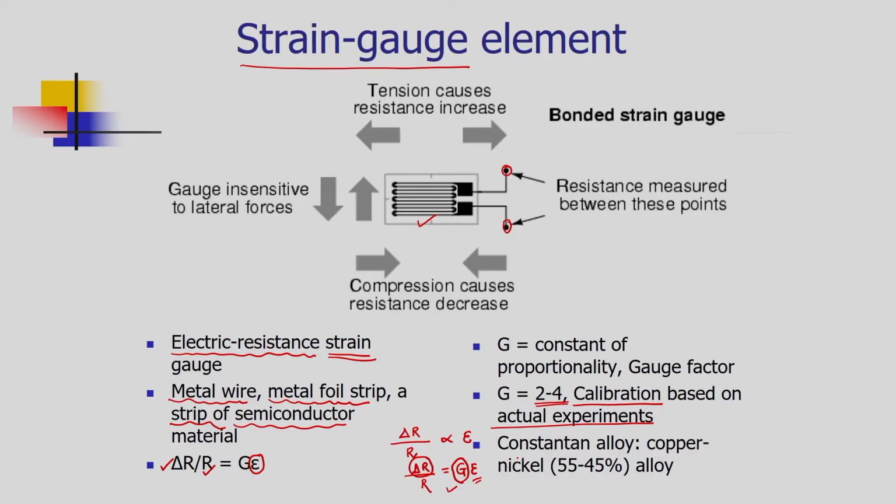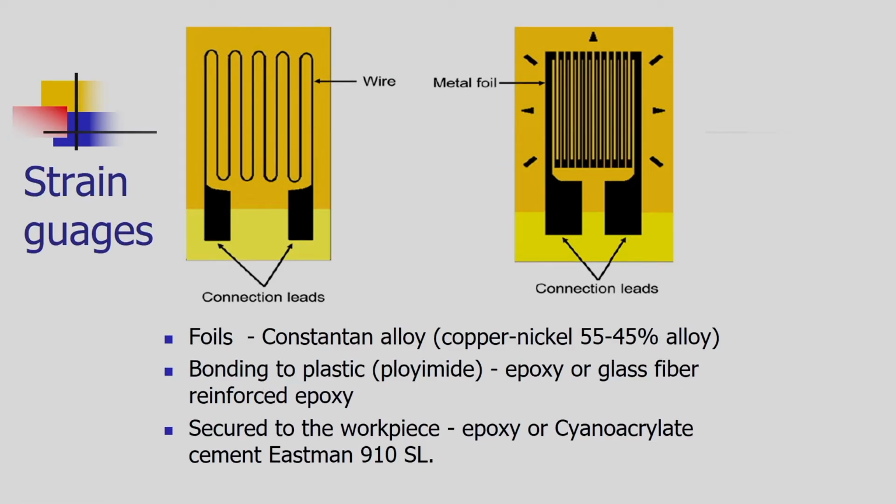The most common material which is used as the strain gauge material is Constantan alloy. It has copper and nickel in the proportion of 55% of copper and 45% of nickel. Two more pictures are there on your screen. In the first picture you can see a thin foil, and on the thin foil a wire is wound, it is attached.